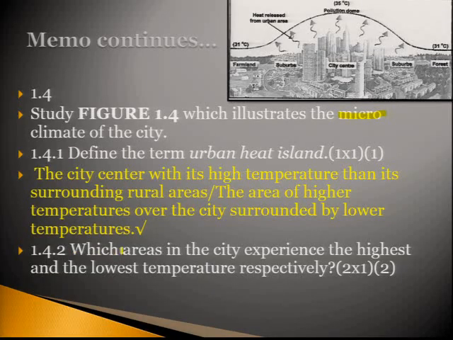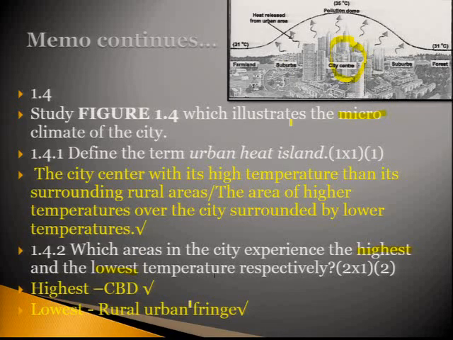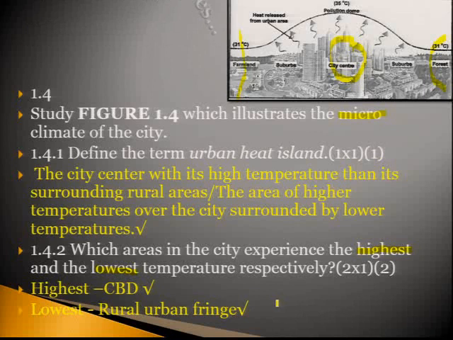Then question 1.4.2, which areas in the city experience the highest temperatures, and which experience the lowest temperatures, respectively. They must mention both. Always, the highest temperature we find around our city center, which is the CBD. And where you have the lowest temperatures, we find it on the rural urban fringe, or when one starts to move towards the outskirts. Then we give 1 mark for each of the learners' answers.